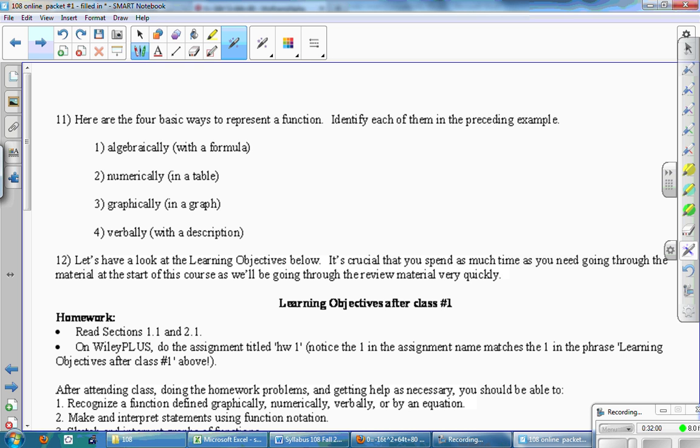Here are the 4 basic ways to represent a function. Identify each of them in the preceding example. Algebraically with a formula, numerically in a table, graphically in a graph, and verbally with a description. Okay, so let's run through these. Algebraically with a formula, so we saw the formula here. The formula that we saw was this negative 16t squared business.